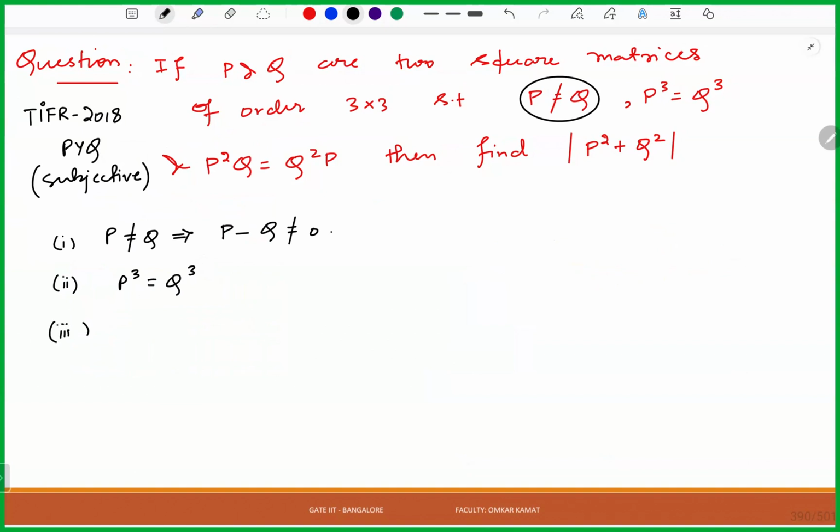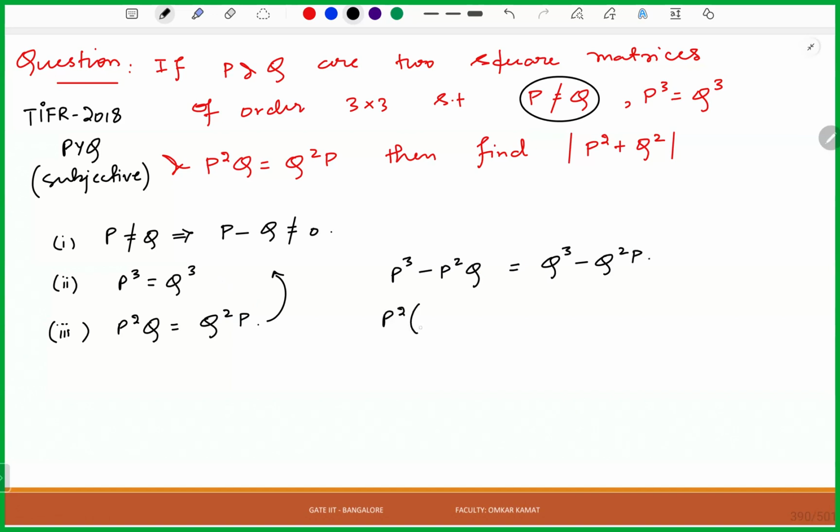Third, they are telling that P square Q is equals to Q square P. These 3 points they are telling. Now, if I subtract this both, what I'll get? P cube minus P square Q is equals to what? Q cube minus Q square P.